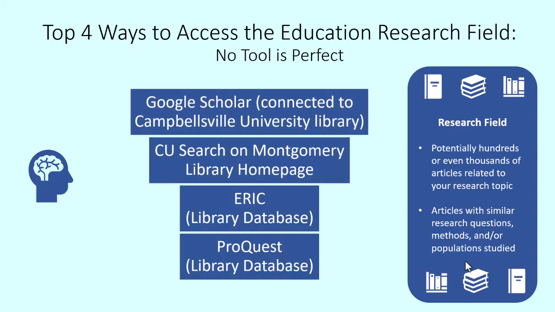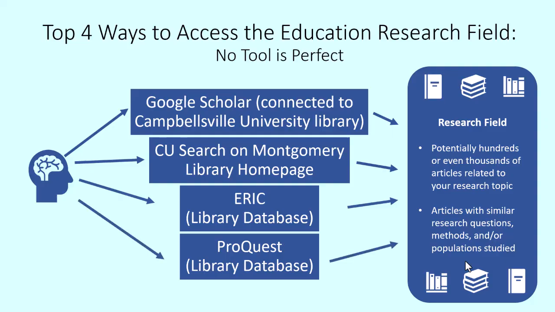So these are the four tools that I think we should be very familiar with, especially if you're doing education research. The first one I would say is Google Scholar, which is very broad, and you can connect it to our Campbellsville University library, so you get access to materials that are normally behind the paywall, so you can get them for free through the library. CU Search is also really helpful, a very broad look at multiple databases that's on our library homepage. Then you can also zoom in to individual databases such as ERIC, which is specifically for education, and then ProQuest, which is a really broad database that has a lot of education related materials in it as well.